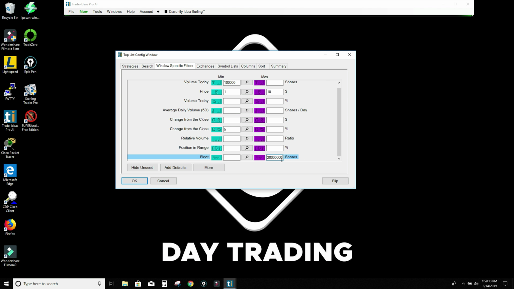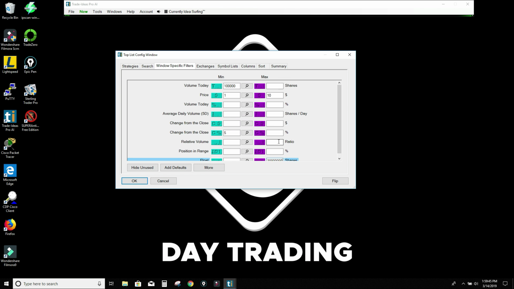Some people do 10 million, some people do 15 million. I think anything really above 25 million is going to be a little more heavy on the supply side. Although I've seen stocks make great moves with 50 million share floats, the majority of the big moves come from stocks that have a float of 20 million or less. So I recommend doing 20 million on that. That's really the only criteria that you need to look for during pre-market to create a watch list.